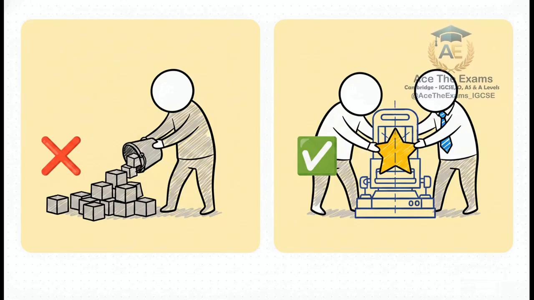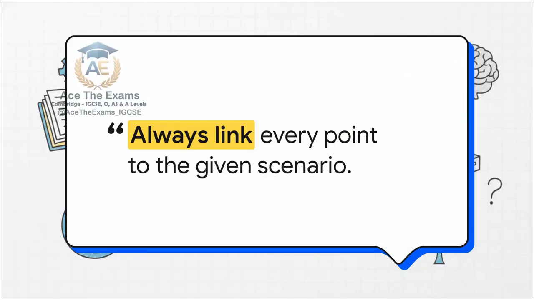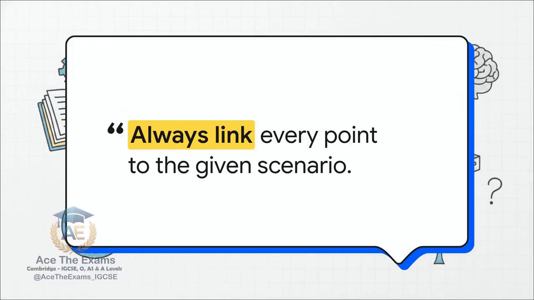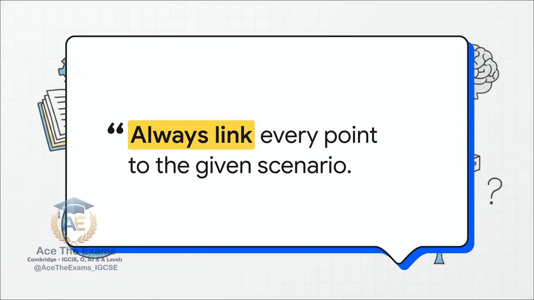To achieve this consistently, you must rely on the 3 pillars of our answering system. Number 1, command word decoding. Number 2, strict application of the PEEL framework. And number 3, using a time management matrix so you don't panic like Sam. If you write this down, bold it, underline it, and highlight it. Always link every point to the given scenario. This is the ultimate, non-negotiable golden rule of the Cambridge Computer Science exams. Whether you are explaining the fetch-execute cycle, evaluating algorithm efficiency, or describing the control unit's architecture, if it doesn't link back to the scenario on the page, it does not count.